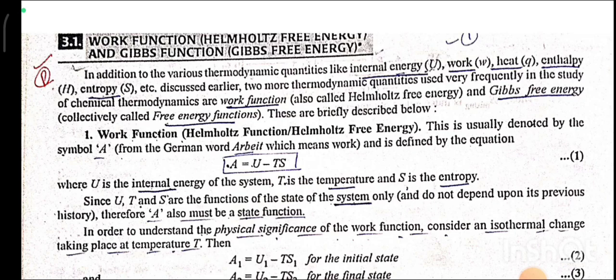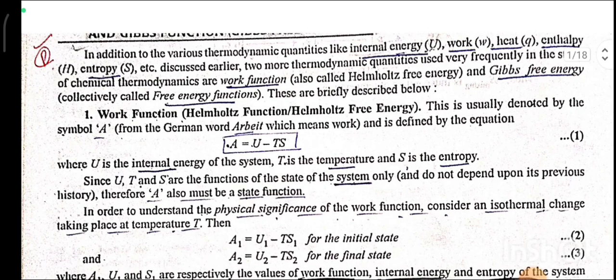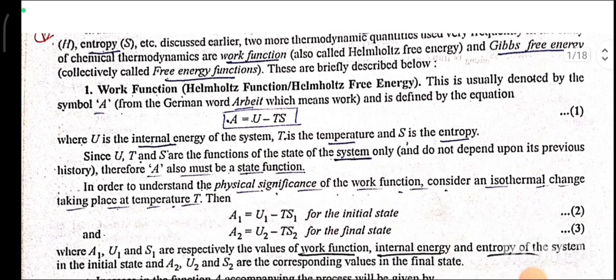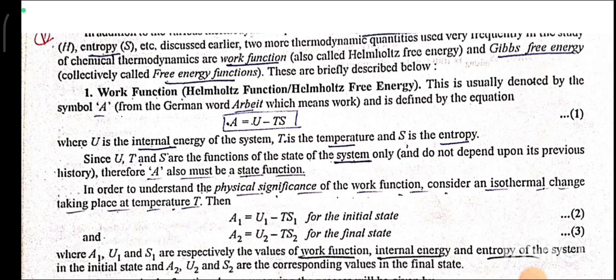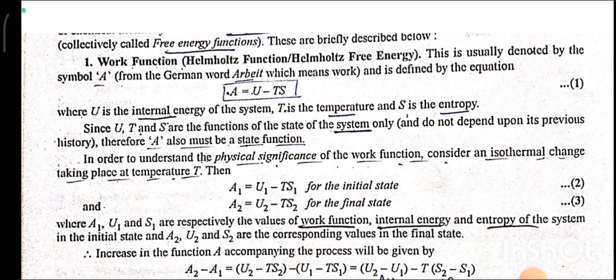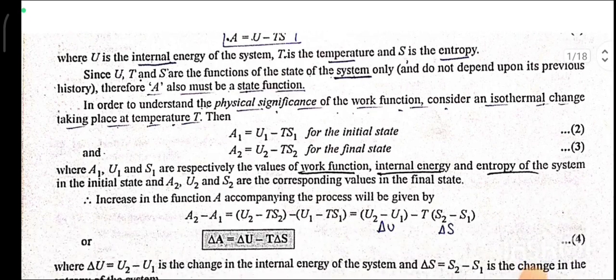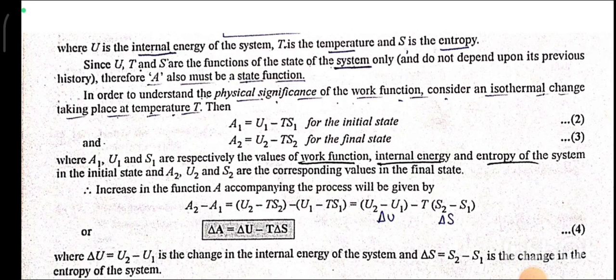It is usually denoted by the symbol A from the German word Arbeit, which means work, and is defined by the equation A = U - TS, where U is the internal energy of the system, T is the temperature and S is the entropy. Since U, T and S are functions of the state of the system only, therefore A also must be a state function.